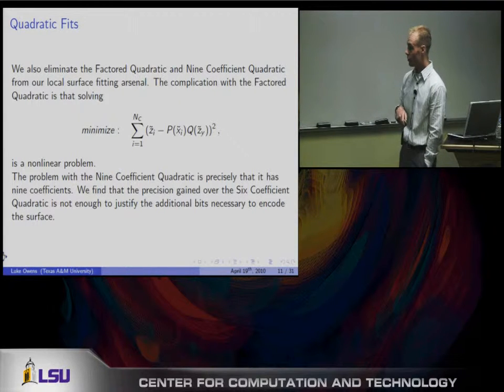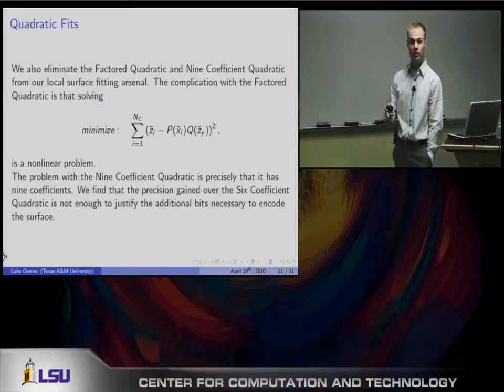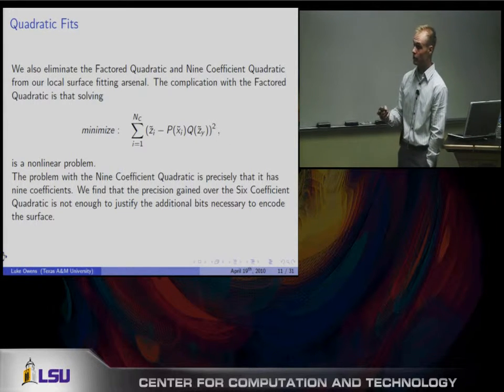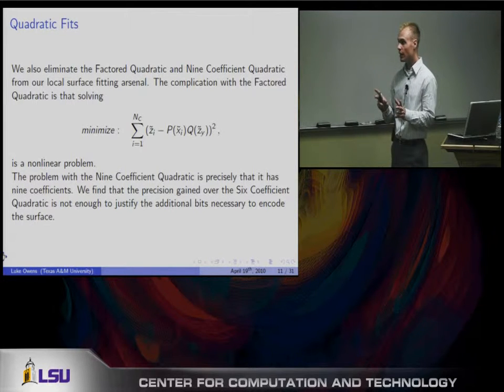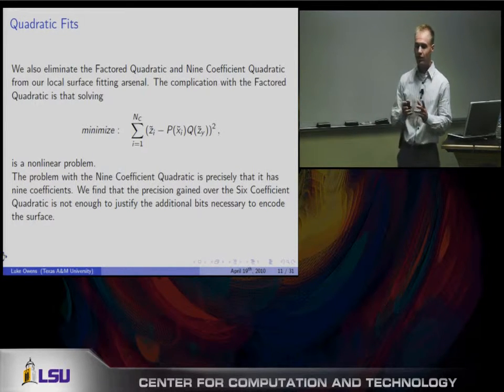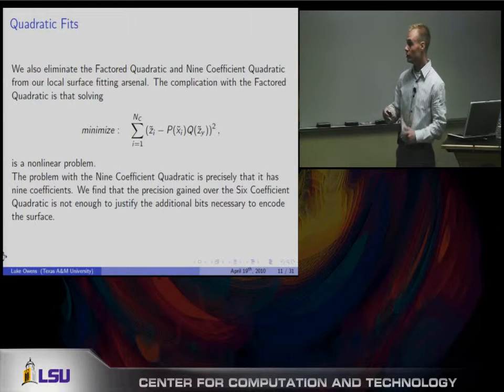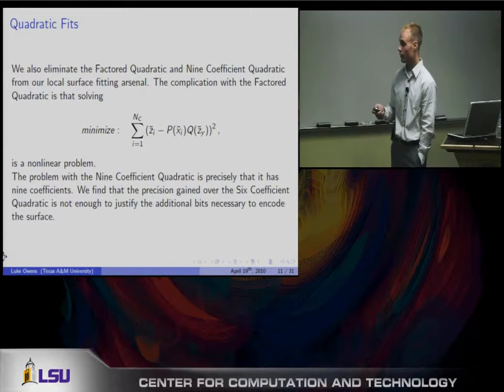What's the problem with the 9 coefficient one? Well, there are 9 coefficients. Remember, we have to encode these surfaces, right? So we need to encode all of that information contained in those 9 coefficients. We've determined that often the 9 coefficient quadratic doesn't give us enough of a better fit to justify sending those extra bits needed to describe it. So we've decided to go with our 6 coefficient quadratic for our quadratic fit.